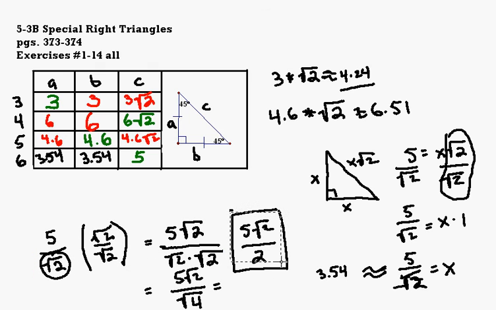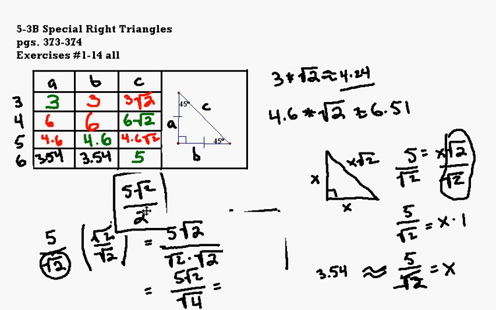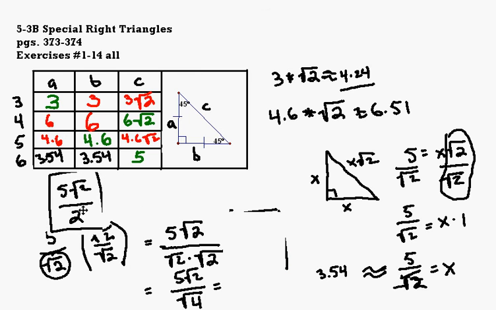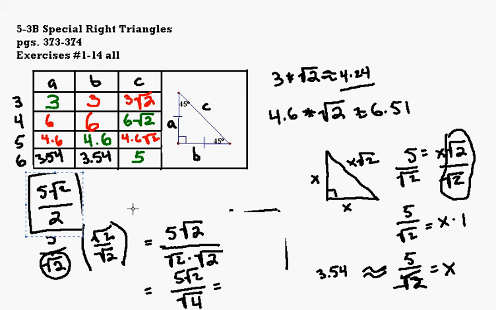So that's what you would actually write down for the answer for A and B in number 6 if you were to put it in simplest radical form.